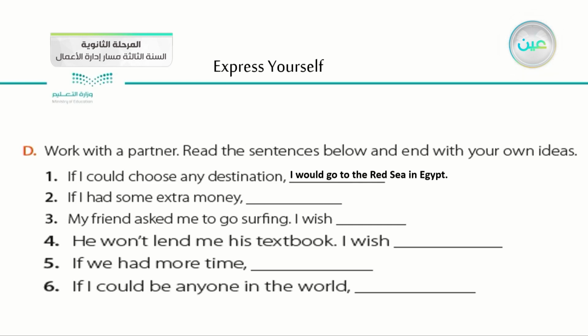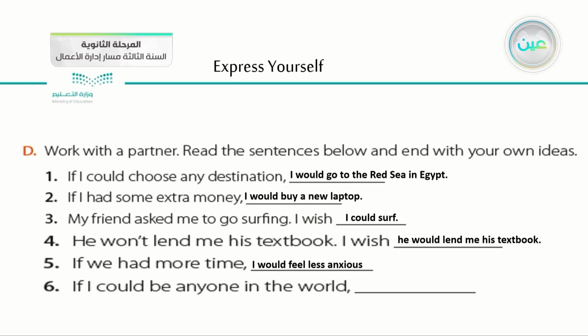What about number 2? If I had some extra money, I would buy a new laptop. This is very good. Good job, guys. What about number 3? My friend asked me to go surfing. I wish I could surf. That's very good. Number 4. He will not lend me his textbook. I wish he would lend me his textbook. Very excellent. What about number 5? If we had more time, I would feel less anxious. That's very good. Good job, guys. If I could be anyone in the world, I would be an astronaut. Okay, this is very good.